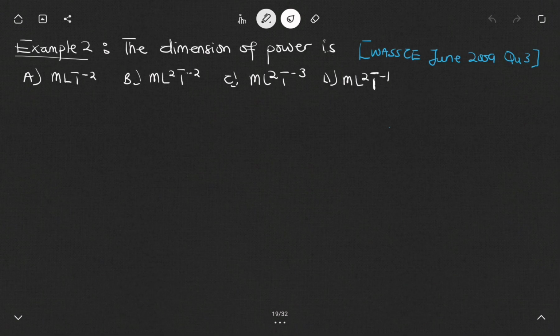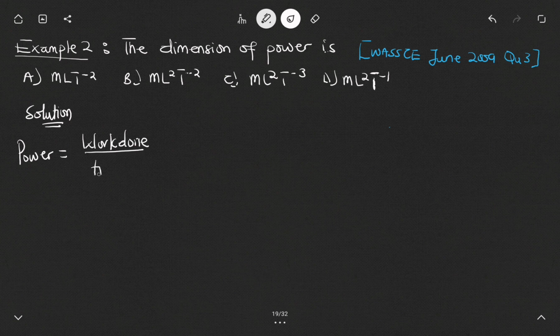Example number 2. It says, what is the dimension of power? We have been given the options, and this is the WASSCE June 2009 question number 3. They are asking for the dimension of power. So let's look at that solution. Power is equal to work done over the time taken, or just time.